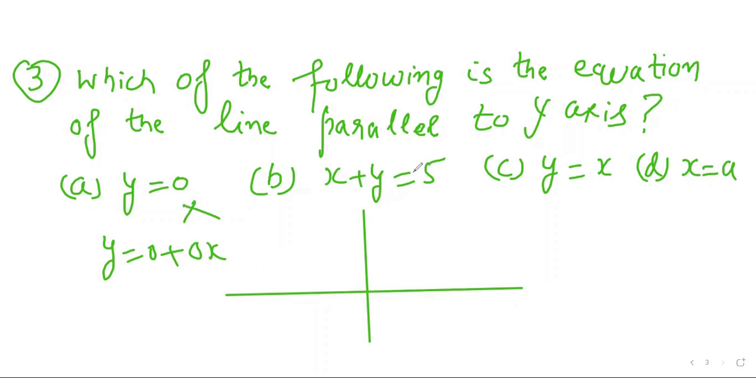X plus y is equal to 5 is already not possible because it is an equation of a line, and a line is not parallel to anything. Clear here? So y is equal to x, you know that it is a 45 degree line. So it is also not possible.